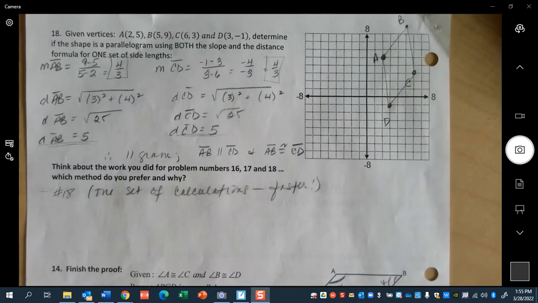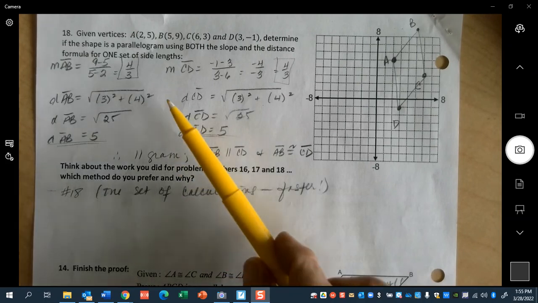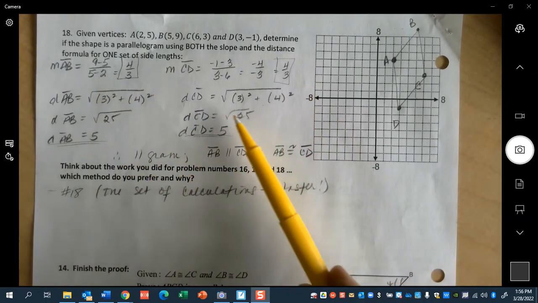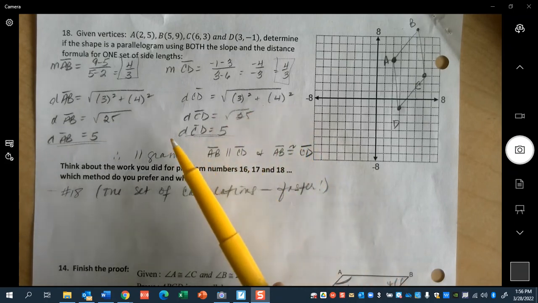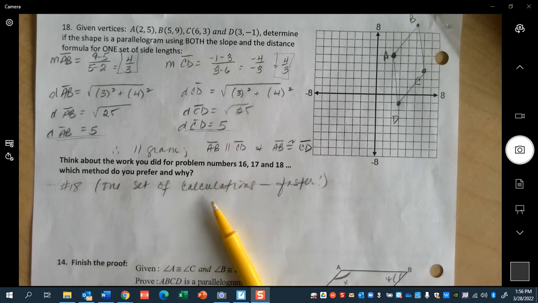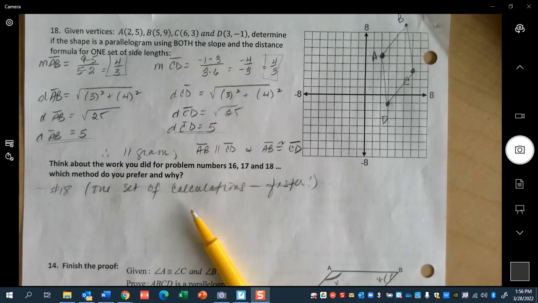On the back, using one of each, I did my slope formula. And then I went ahead and plugged in the change in x and the change in y into my distance. And I proved that they have the same distance. So therefore it's a parallelogram because one side is both parallel and congruent. I liked that method the best because it was one set of calculations that felt quicker, faster, easier, shorter to me.